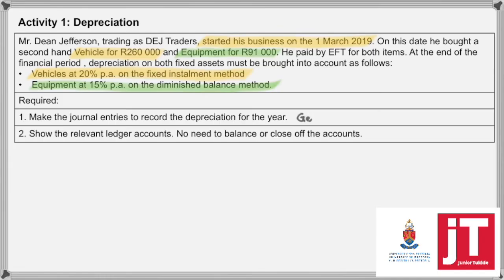Depreciation will always be recorded in the general journal, because all year-end transactions will go into our general journal because it's a non-cash item. And then finally, show the relevant ledger accounts. We do not need to balance or close off the accounts.